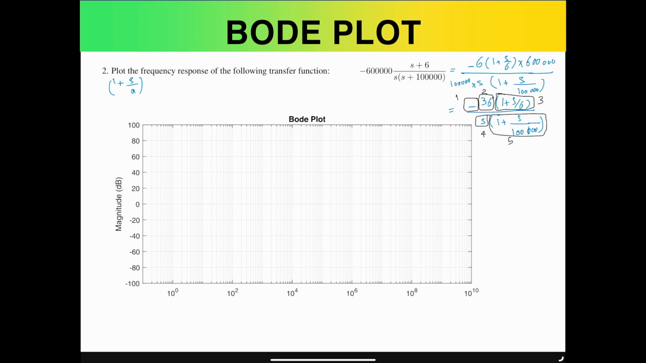And I'll show you how to add them up in general. So starting with the first one, this minus sign, or minus number, doesn't add anything to the magnitude because its magnitude is 1.